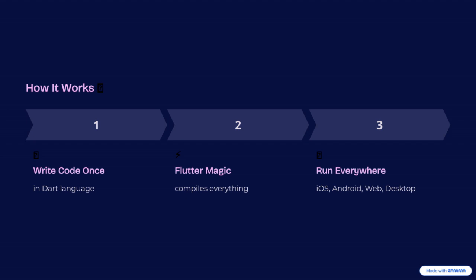Next, it compiles everything, which means Flutter takes your code and turns it into native machine code for each platform. This ensures high performance and a smooth user experience.